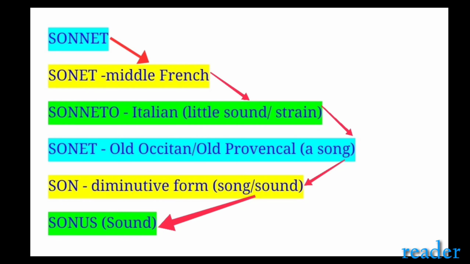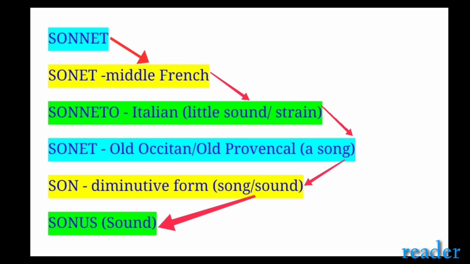The term sonnet is derived from the Middle French sonnet, and this is from the Italian sonetto, which means little sound or strain. Strain means music or song.